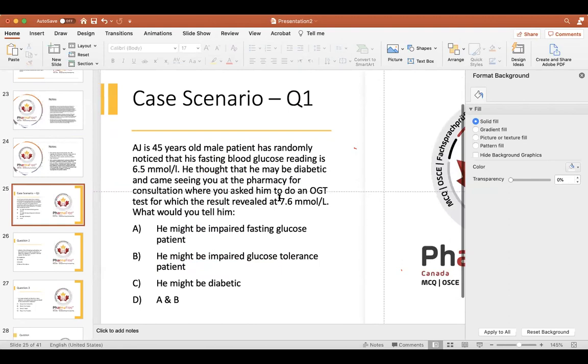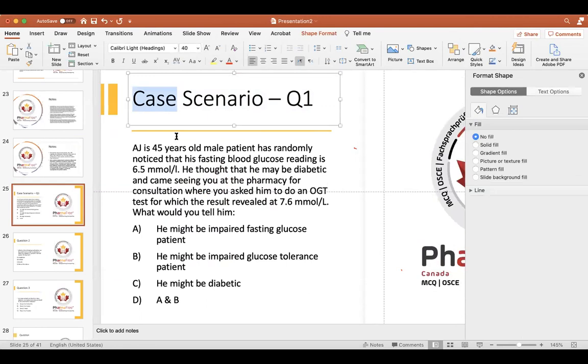What's the effect of gamer on the blood sugar? Okay, we have a case scenario. Let's start with a case scenario, my friends, to warm up.